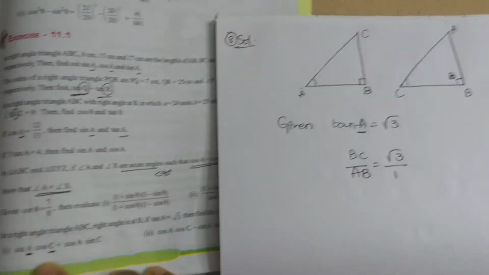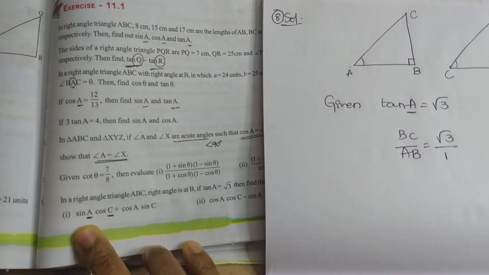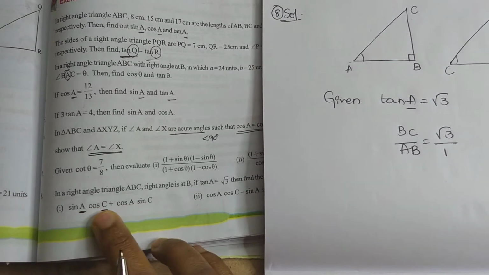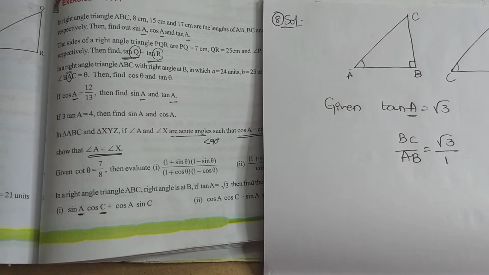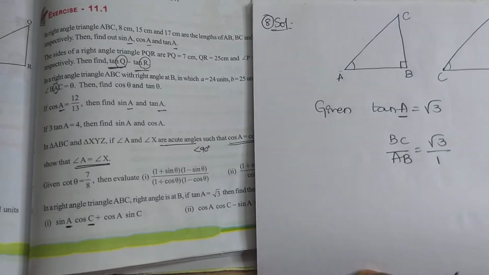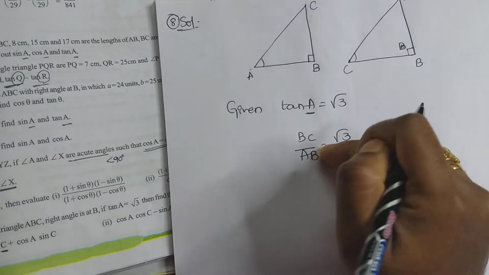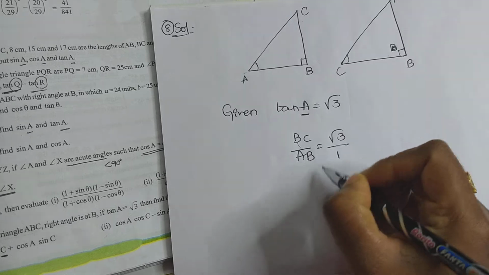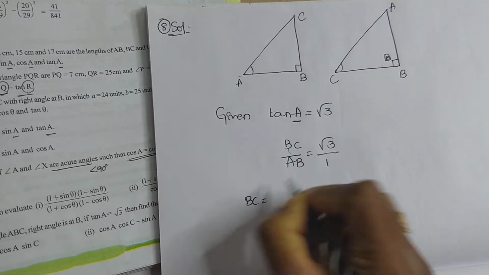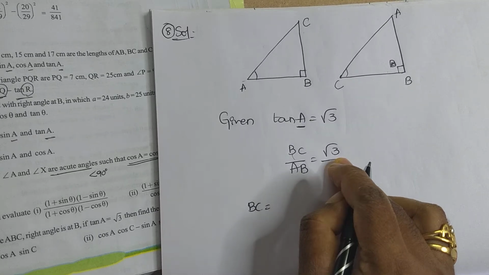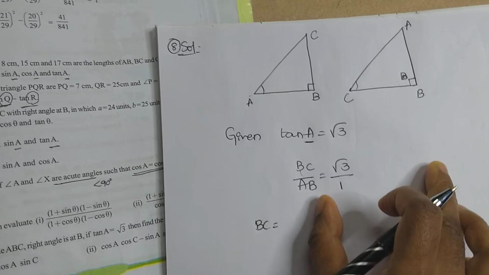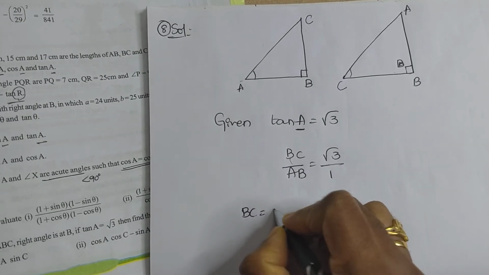So here they asked us to find the values of sin A cos C plus cos A sin C. It means sin and cos values we have to find out for both the triangles. Here we know only the tan value, so BC by AB. We know here only the ratio, but we don't know the exact values. Same way how we solved question number 4 and 5. Do you remember that? In the same way we have to solve this also.